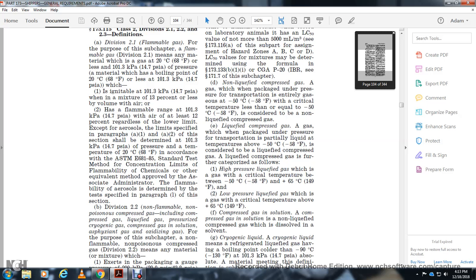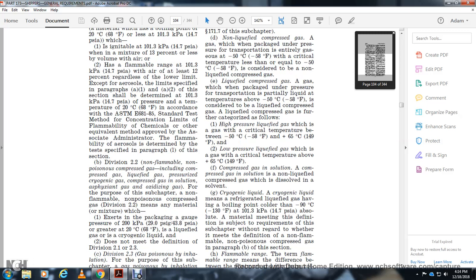Division 2.2, non-flammable, non-poisonous compressed gas, includes compressed gas, liquefied gas, pressurized cryogenic gas, compressed gas in solution, asphyxiant gas, and oxidizing gas. For the purpose of this subchapter, non-flammable, non-poisonous compressed gas, Division 2.2, means a material or mixture which exerts in the packaging an absolute pressure of 280 kPa (40.6 psia) or greater at 68 degrees Fahrenheit, or is a liquefied gas or cryogenic liquid, and does not meet the definition of Division 2.1 or 2.3.